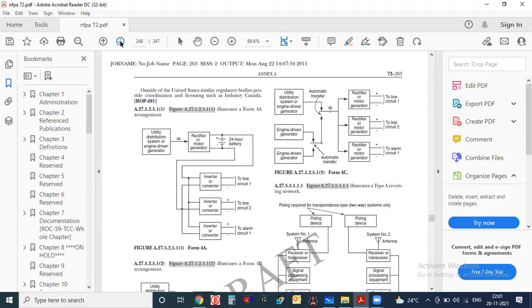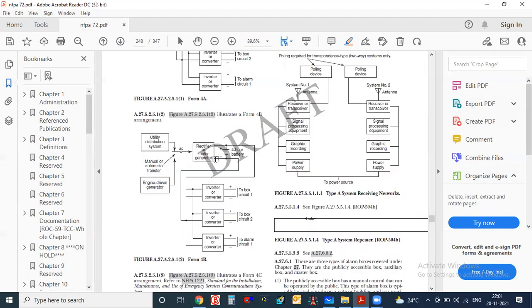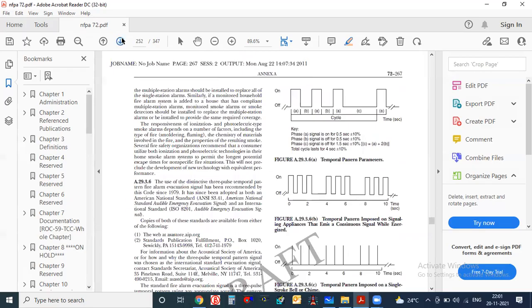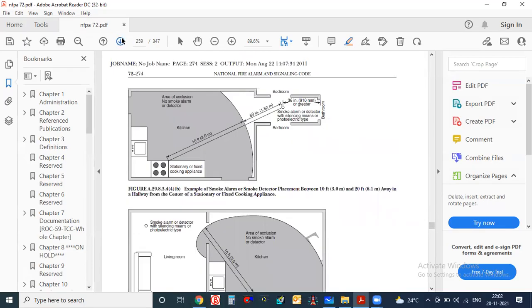Form 4C, Form 4A. I think these things are inside of the equipment, like the electronic circuits and all, those things are shown here. These are very complicated things, and we don't need to go in depth on them.